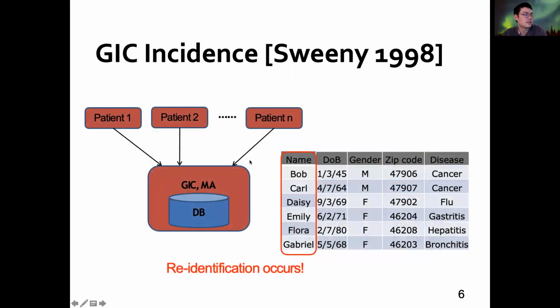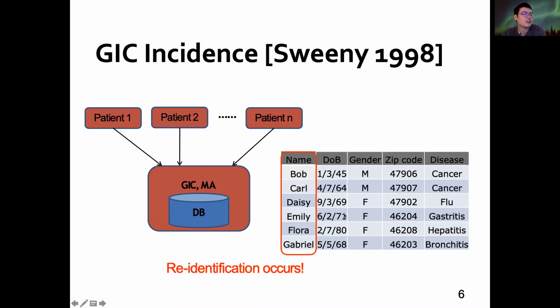So here's an example. The GIC organization has a database, and when you have medical insurance, you register with them, for reimbursement or for covering the expense. They have all the records in the database, and all these patients' information is collected. So you will have a table like this: Bob, the date of birth, the gender, zip code, and the disease. Maybe you don't want people to know you have some sensitive disease. This may cause some issue when you're finding jobs, etc.